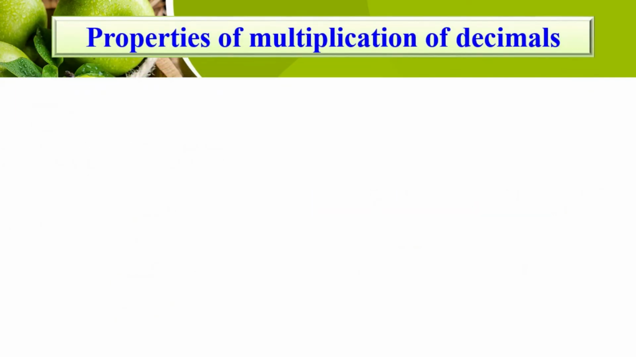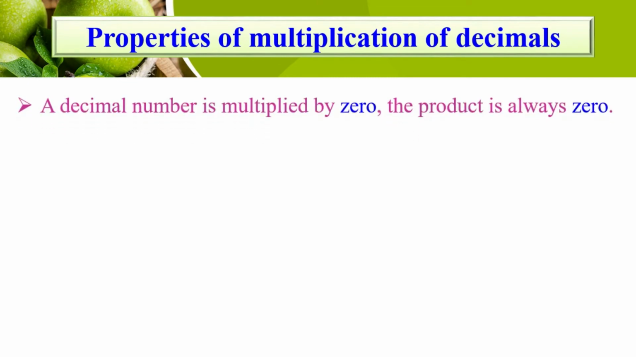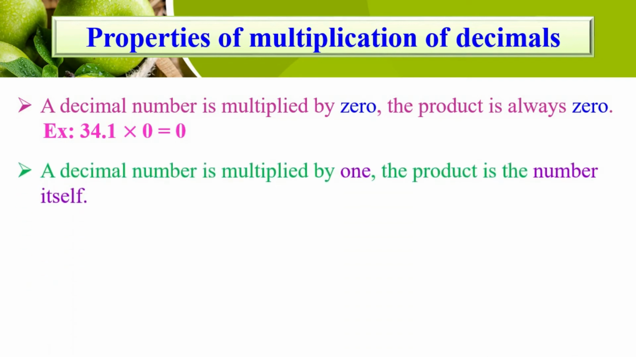Let's see properties of multiplication of decimals. The first one: if a decimal number is multiplied by 0, the product is always 0. Let's see the example. 34.1 multiplied by 0. 34.1 is a decimal number. Multiplied by 0, we get 0. Any number multiplied by 0 gives 0 only.